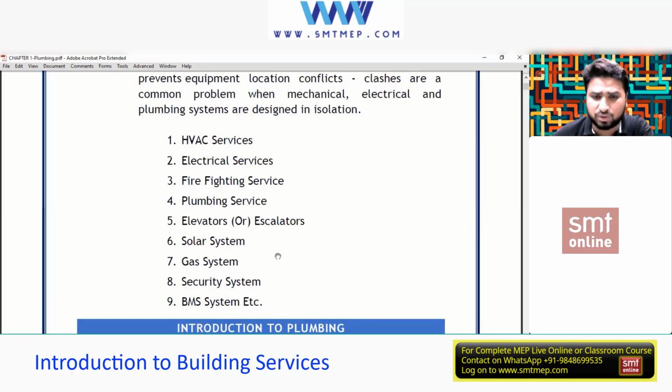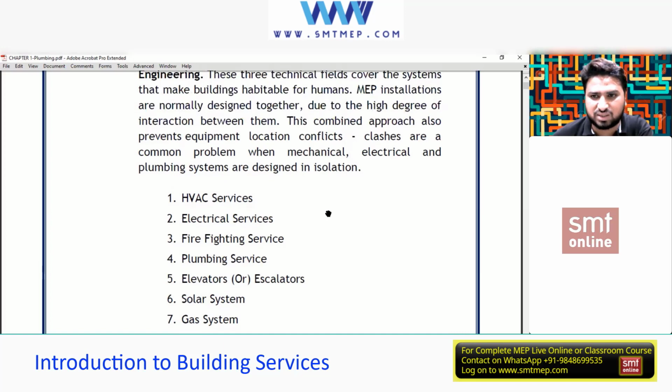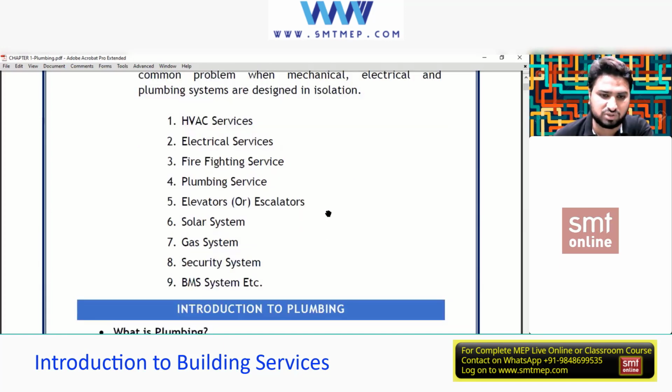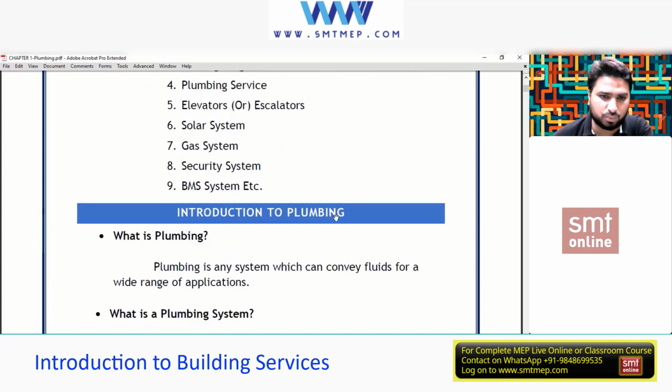Not exactly, because there are n number of services, but it is just an overview. What we are doing, where we are, what things are given importance in these MEP services, and what the different services are which provide convenience for humans. So this was just some basic information about what we are doing here in the application engineering of MEP services.